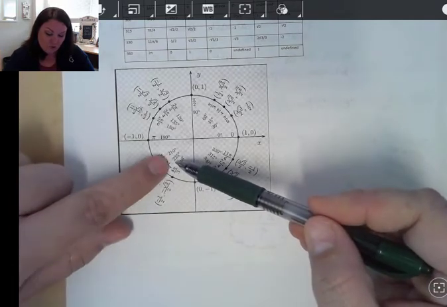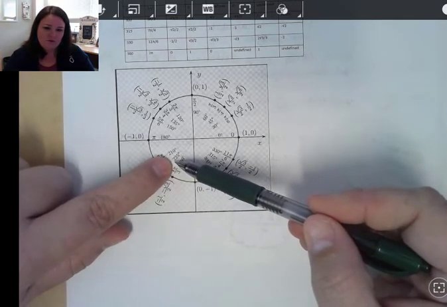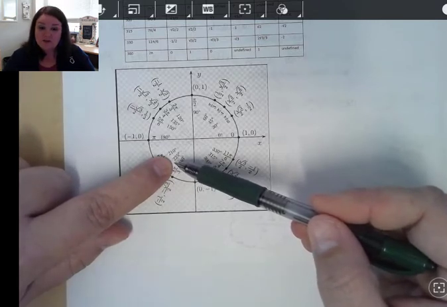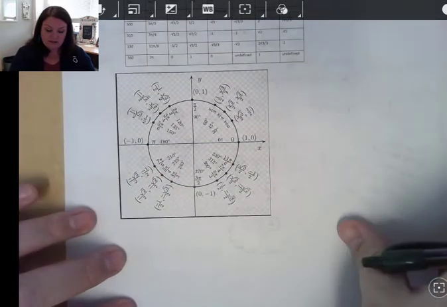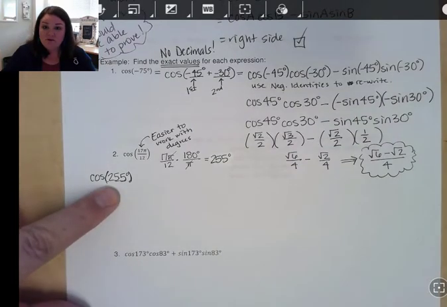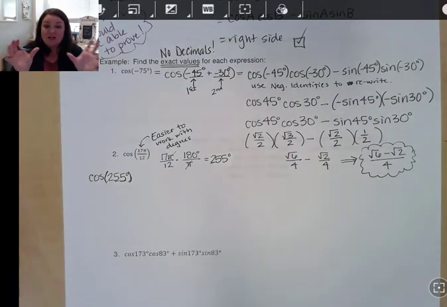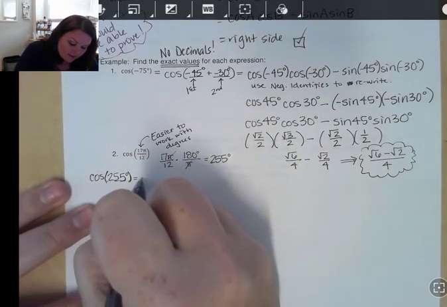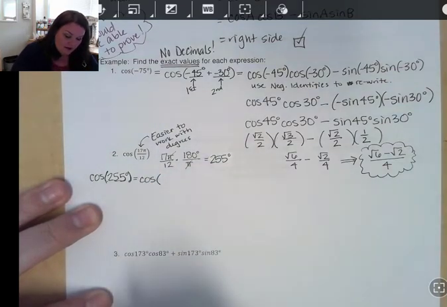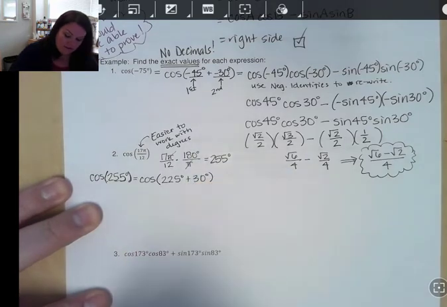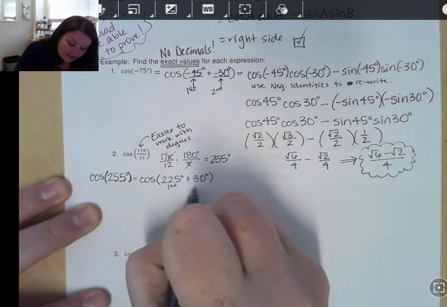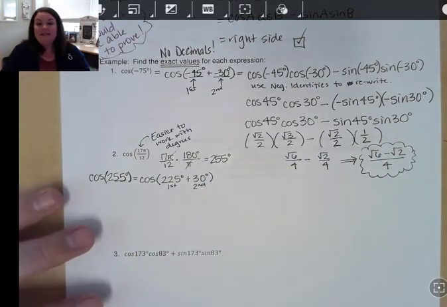So if we look at 225, to go from 225 to 255, that's a difference of 30 degrees. So we could use that. We could use 225 degrees plus another 30 degrees gives us 255 degrees. And both 225 and 30 are nice, pretty reference triangle angles, right? So let's go ahead and rewrite this as cosine of 225 degrees plus 30 degrees. Okay, so this is going to be my first angle, and this is going to be my second angle.